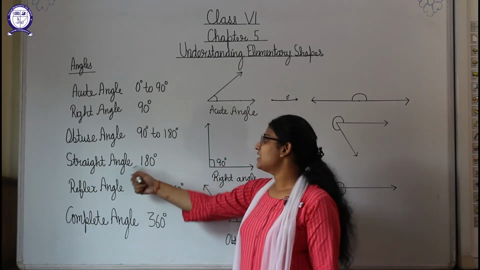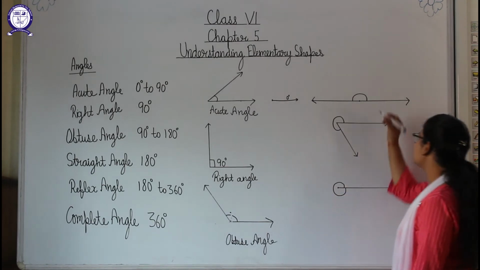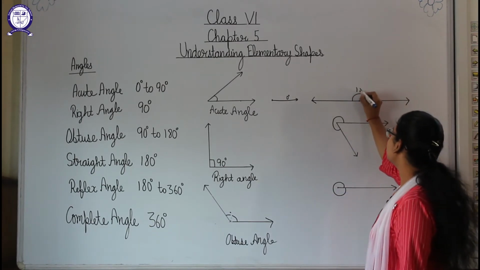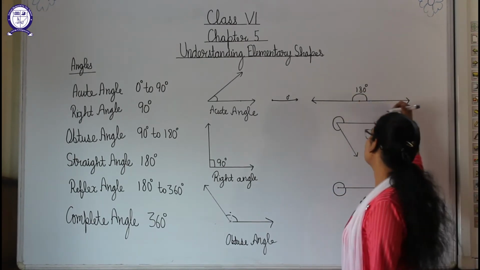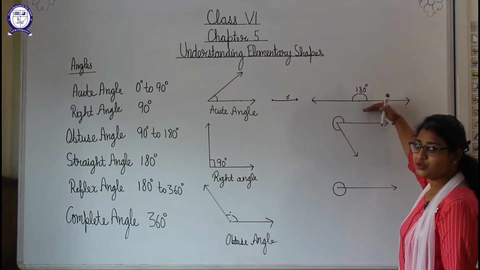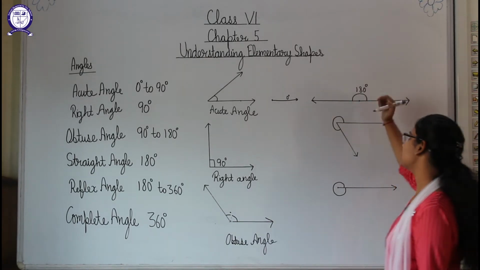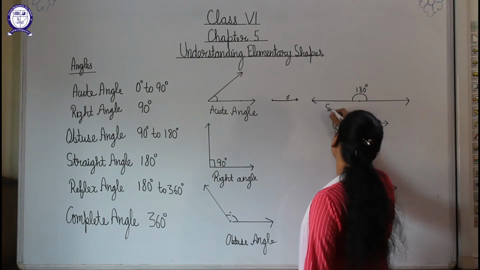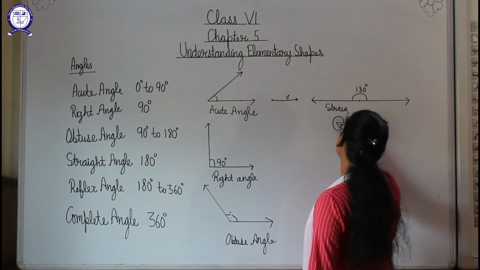Now next one is straight angle. Straight angle is of 180 degree. This angle is of 180 degree, so this is a straight angle. You can see that this is the straight line drawn here for 180 degree angle. That's why it is called straight angle.